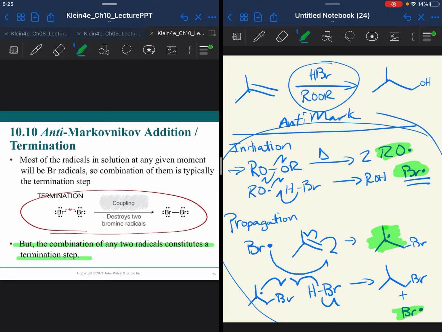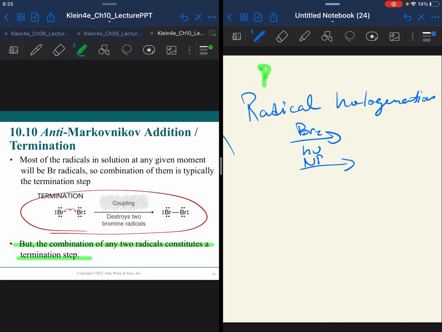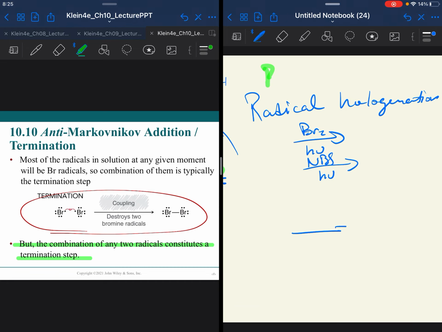So in chapter 10, you have one new reaction, radical halogenation with either Br2 and light or NBS and light. And you have the mechanism that you need to know for the anti-Markovnikov addition of HBr. All right, so you are responsible for these mechanisms and these reactions from chapter 10.